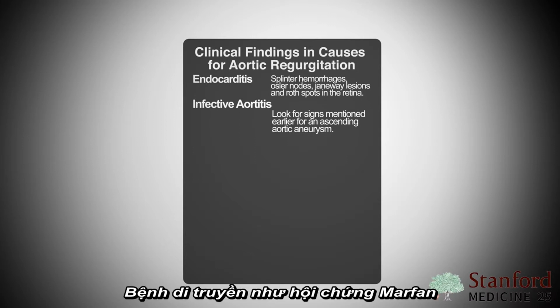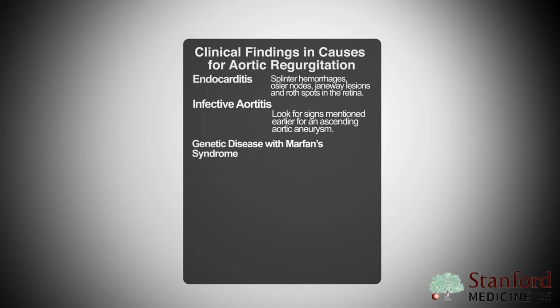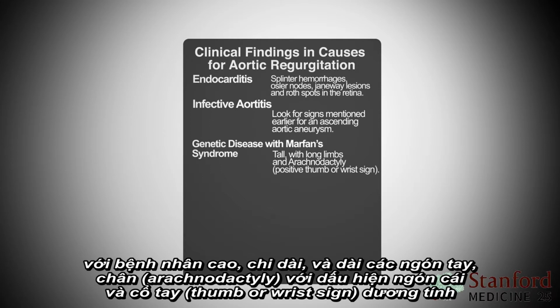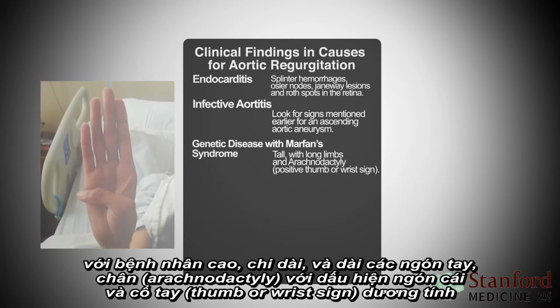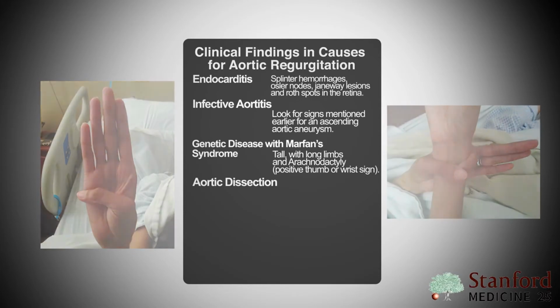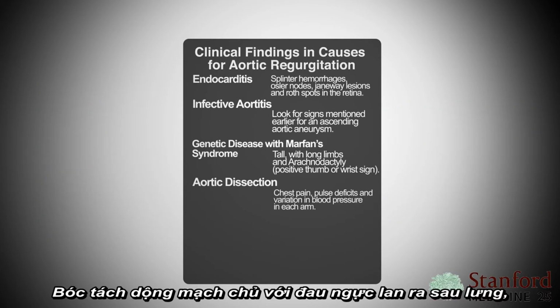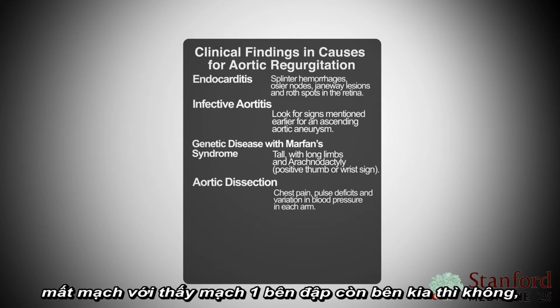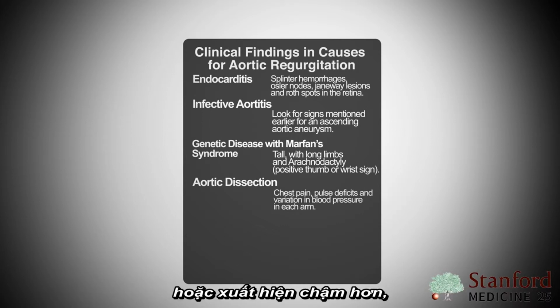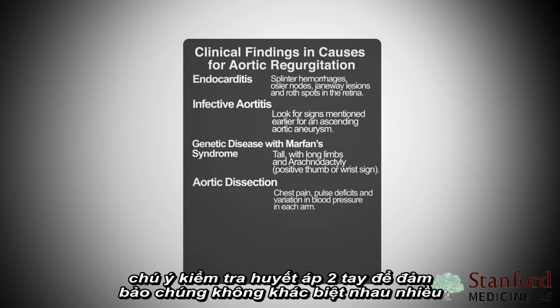Genetic diseases such as Marfan syndrome, patients who are tall with long limbs, arachnodactyly with a positive thumb or wrist sign. Aortic dissection, patients with chest pain radiating to the back. Look for pulse deficits where there's a pulse present on one side and not present on the other or delayed on the other. Consider checking the blood pressure in both arms to make sure they aren't different.